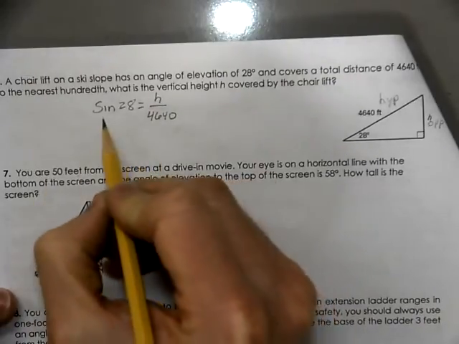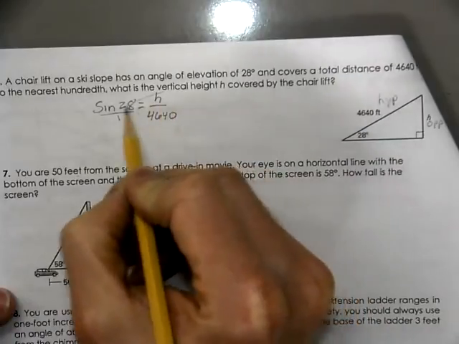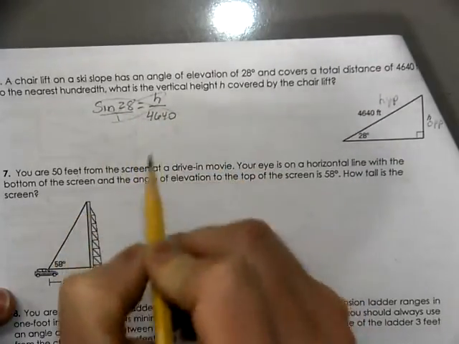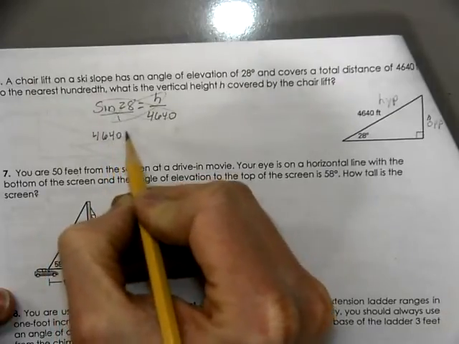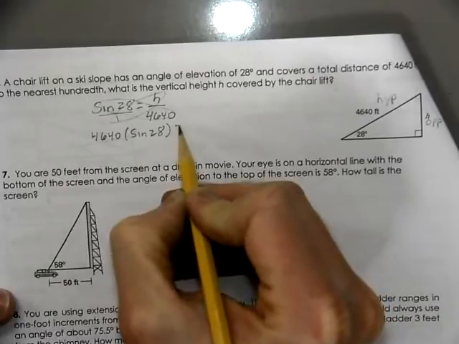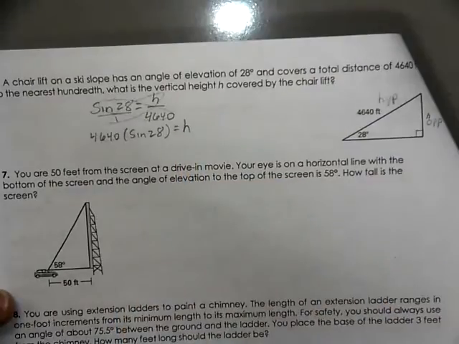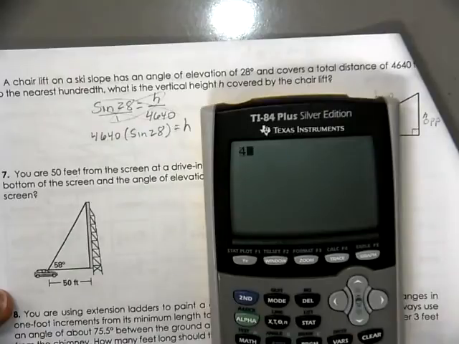Now one way to solve this is to put it into a proportion and cross multiply. So we'll get 4,640 times the sine of 28 to equal h. You can bring over a calculator. 4,640.